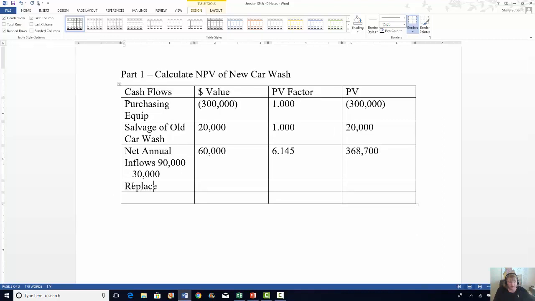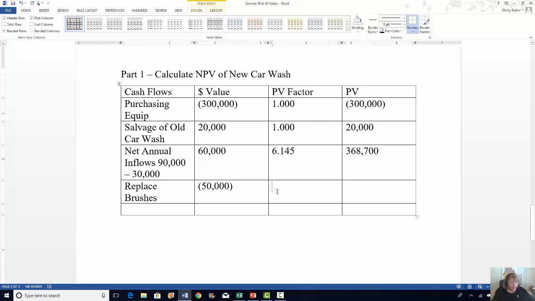And to replace the brushes is a $50,000 cash outflow. And since this is a present value of a lump sum in year 6 at 10%, our factor is 0.564, and it is a negative 28,200.